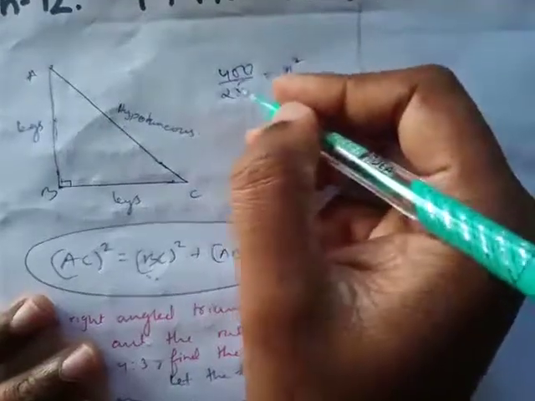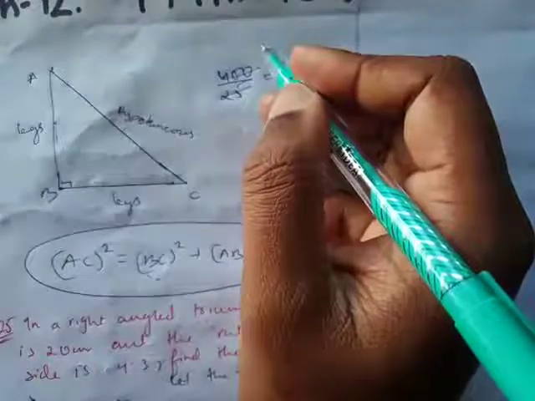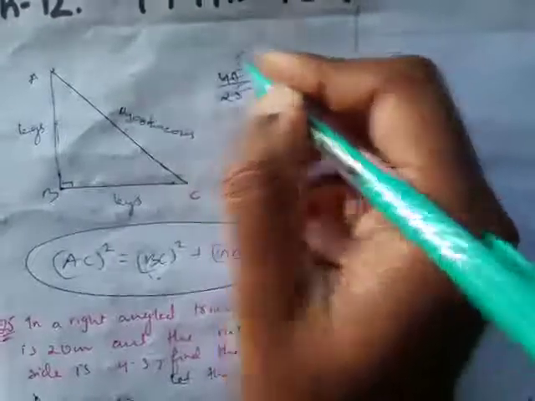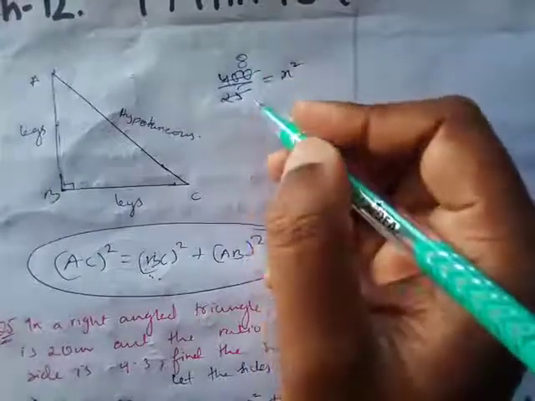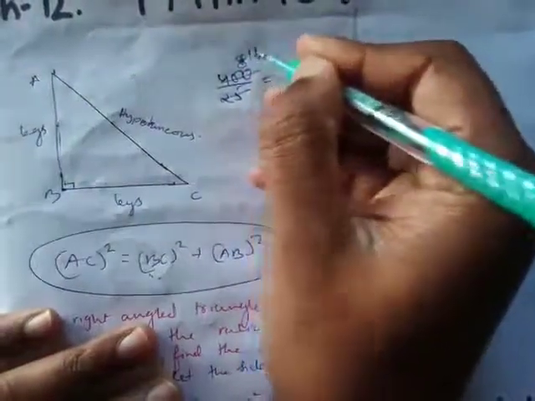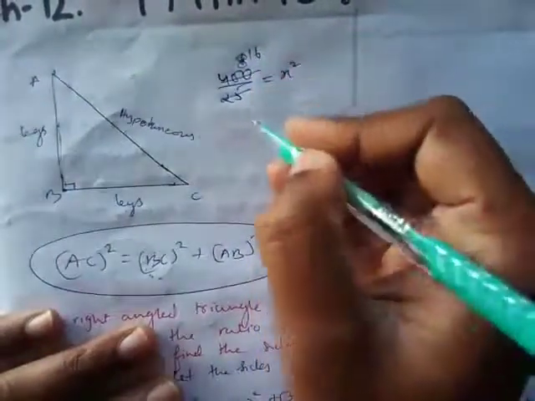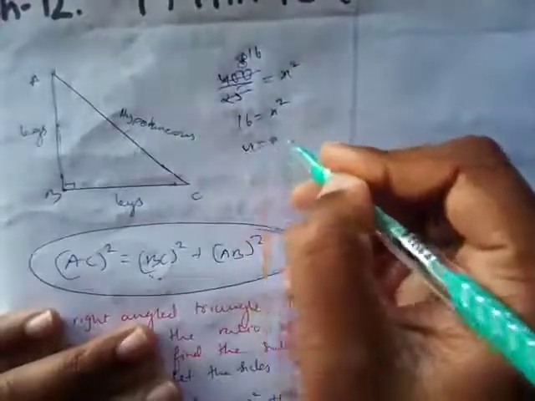So if I divide this, 25 8s are... Is that okay? 25 16s are 400. Okay. So 16 is equal to x square. The square goes on that side. So I got the value of x.